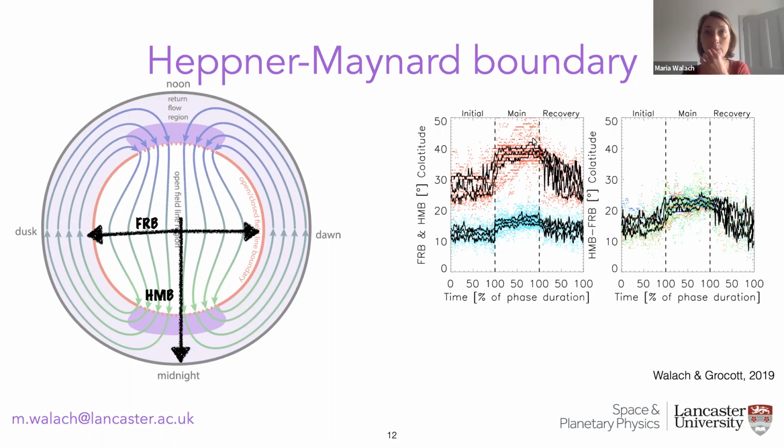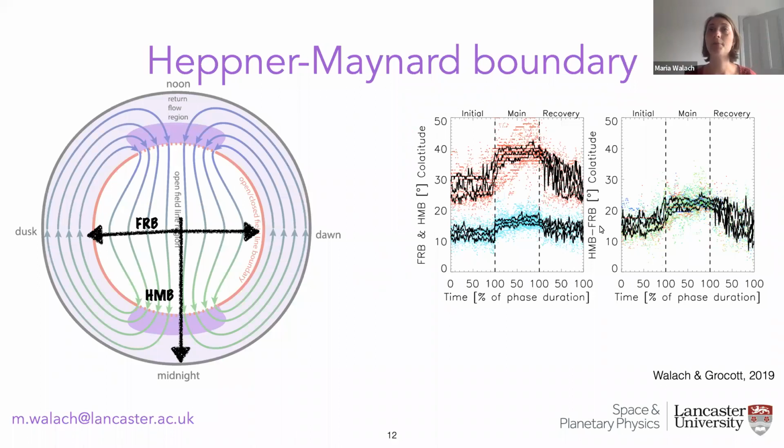And so these are the co-latitudes. So if this moves up, it means that this is moving to lower latitudes and our pattern is expanding. Equally with the flow reversal boundary. You can see that the two largely do similar stuff. So during the main phase of the storm, they both expand to lower latitudes.